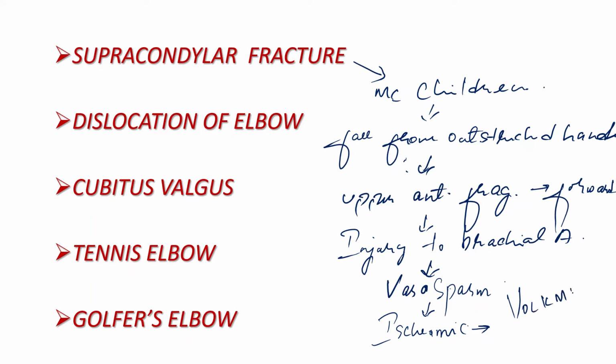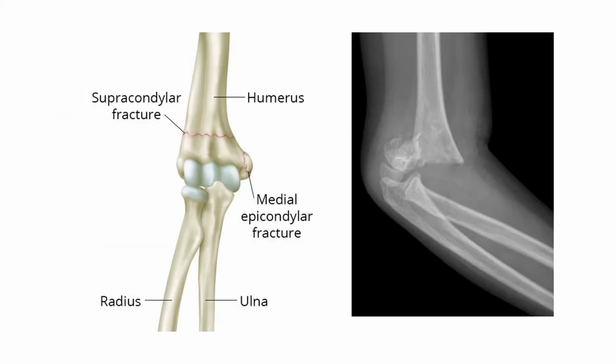The commonest reason for Volkmann's ischemic contracture is the supracondylar fracture of the humerus. So this is about the supracondylar fracture of the humerus. The second clinical condition is the dislocation of the elbow. Here is the picture showing the supracondylar fracture. The upper fragment here is displaced forward, leaving the lower segment behind.